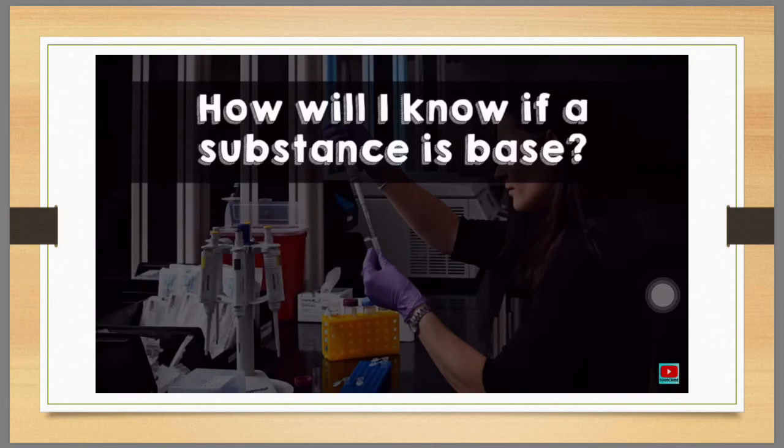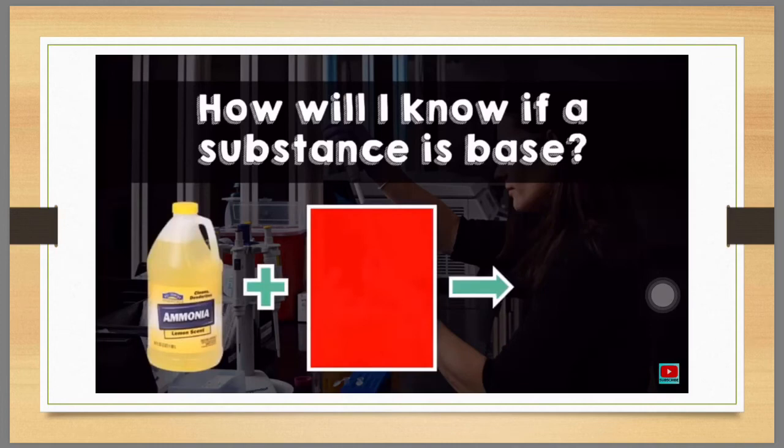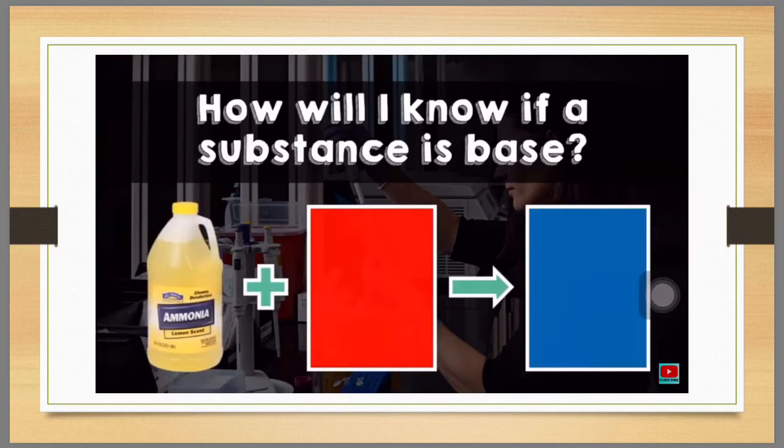How will I know if a substance is base? We will use the same method that we did when determining acids. If we have a substance, just use a red litmus paper. And if the red litmus paper turns to blue, that substance is a base.